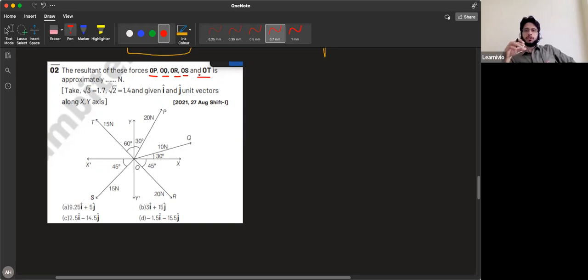So if you have 2 vectors, then we use the parallelogram law. But whenever you have more than 2 vectors, use resolution of vector. What we will do is resolve each individual vector along the x-axis and along the y-axis, and then add them up.